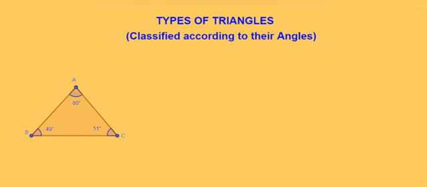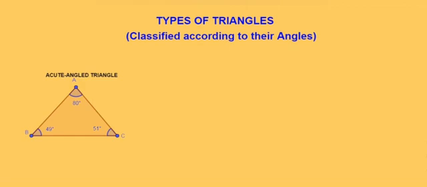So if all the angles of a triangle are less than 90 degrees and acute, then we can say they are acute angled triangles. Okay, these types of triangles are called acute angled triangles if all the angles are less than 90 degrees.